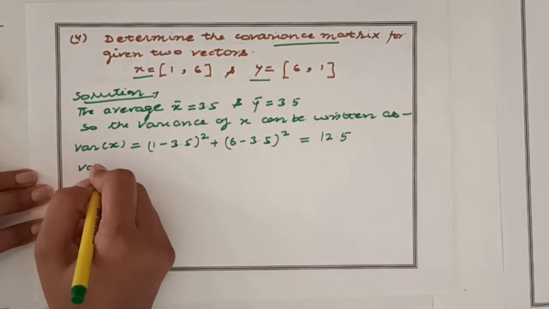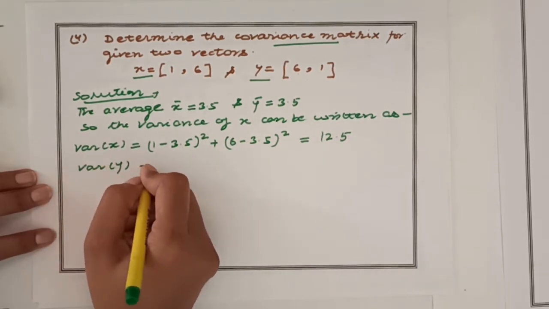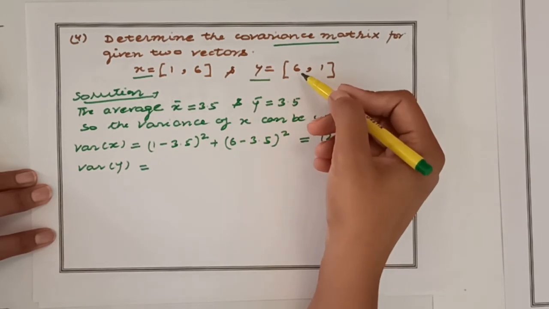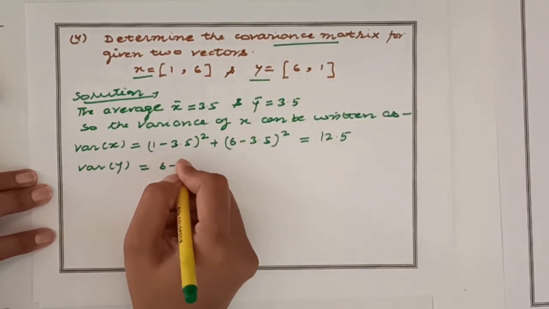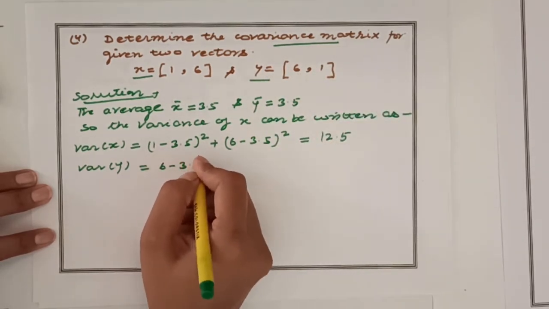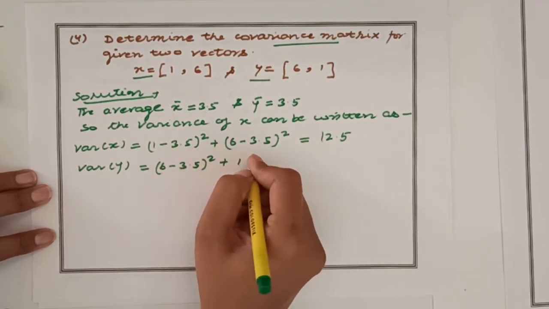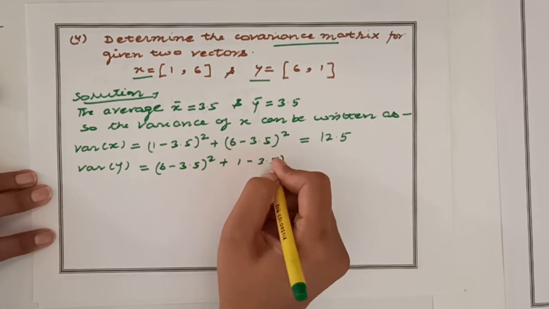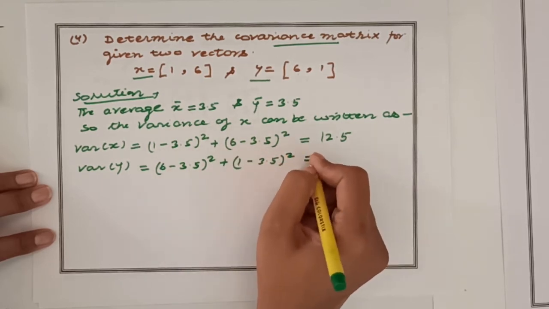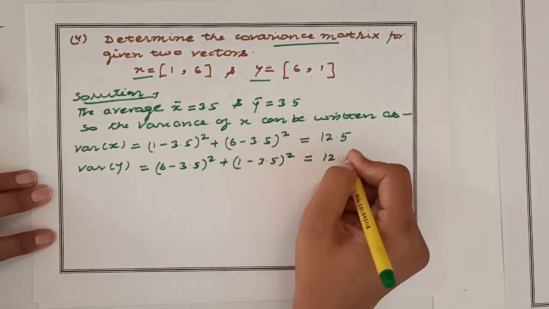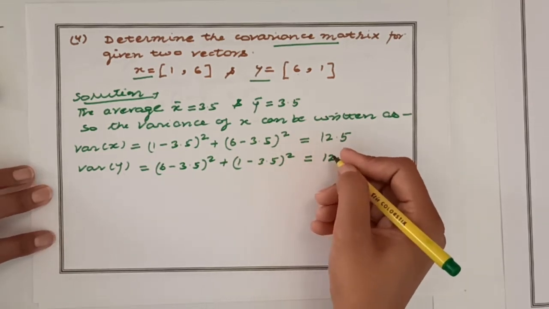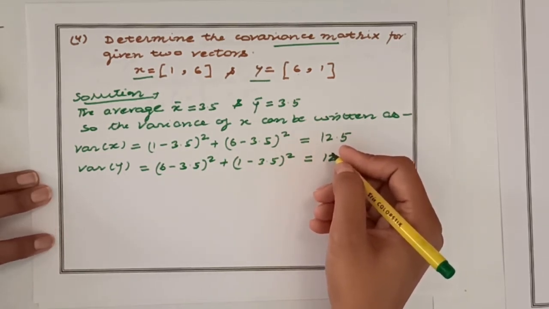Similarly, you can write down the variance of y. Here, first component is 6. So 6 minus 3.5 its whole square plus 1 minus 3.5 its whole square, and simplify it, you would be getting the same value 2.5.